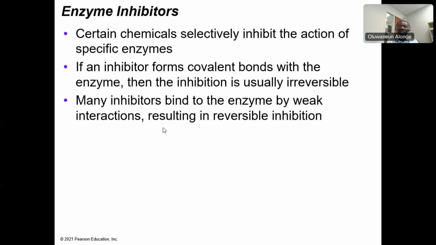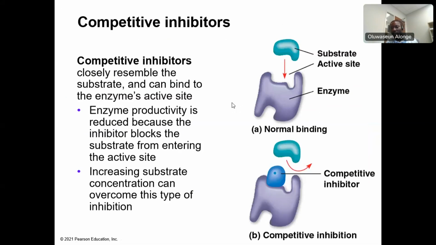So certain chemicals selectively inhibit the action of specific enzymes. Now, if an inhibitor forms covalent bonds with the enzyme, then the inhibition is usually irreversible. I'll talk about it. Many inhibitors bind to the enzyme by weak interaction, which results in reversible inhibition. Now, look at this. We have an inhibitor that we call a competitive inhibitor. I told you that the substrate binds to the active site on the enzyme.